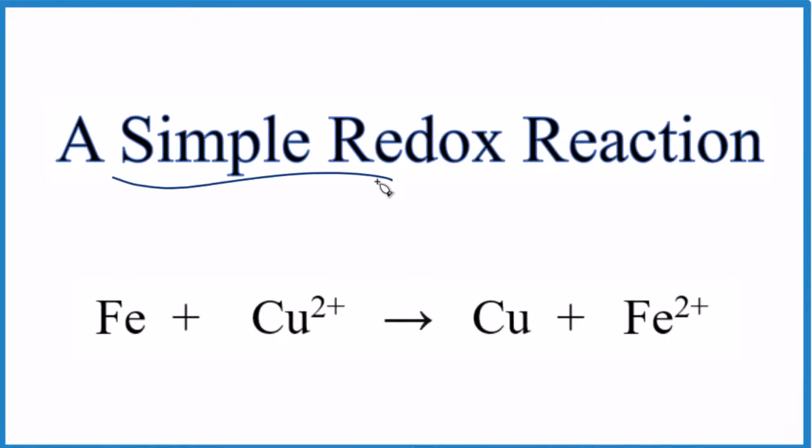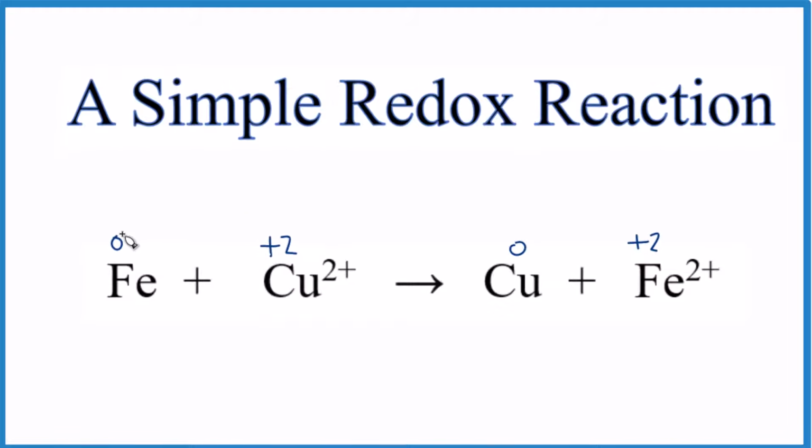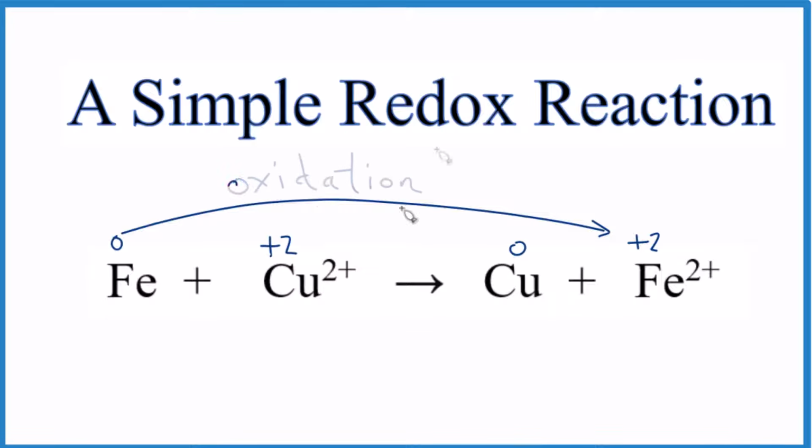Let's look at a simple redox reaction here. In this case, ionic charge is the same as oxidation numbers. Let me write the oxidation numbers above. And you may have noticed for oxidation, the plus goes in front. For ionic charge, it goes after, just the way we do it. So the iron starts out as 0 and it goes over to +2. When that number increases, the oxidation number increases, it's oxidation. We say the iron's been oxidized.